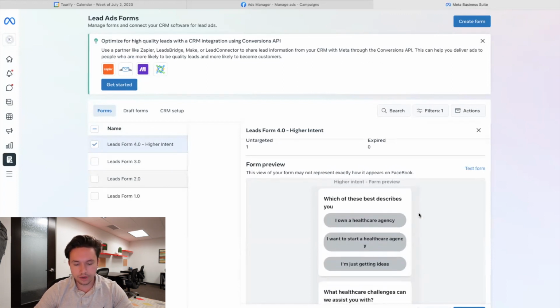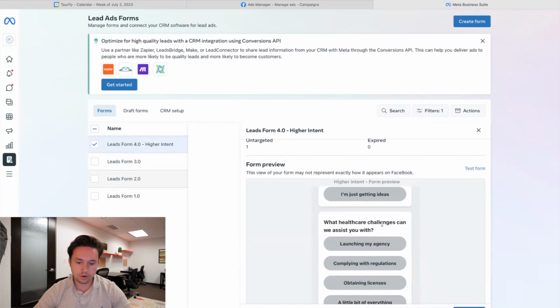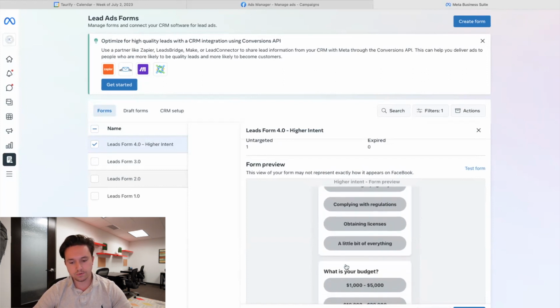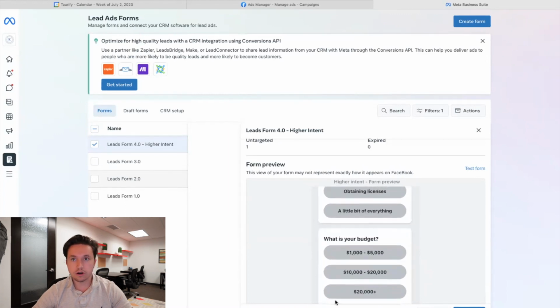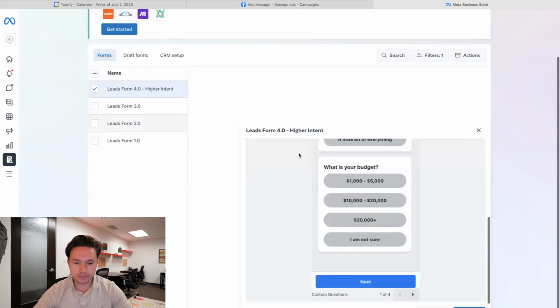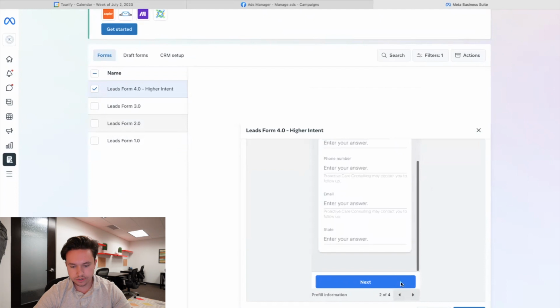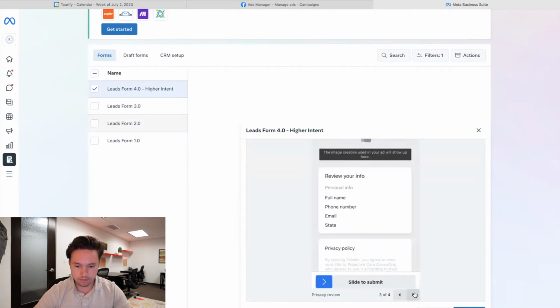So we want to get a good understanding of who they are and what they want. I own a healthcare agency, I want to start a healthcare agency, or I'm just getting ideas. This consultant's main target is people who want to start agencies. We also want to see how we could potentially help them. Do they need help with launching their agency, complying with certain regulations, obtaining licenses, or just everything? We do want to know what their budget is. This is a B2B service, and consulting is obviously something that can be a little bit more expensive, so we want to be on the same page. We ask about their name, contact information. This state down here for us specifically is very important because regulations vary from state to state. I'll talk a little bit more about that later.